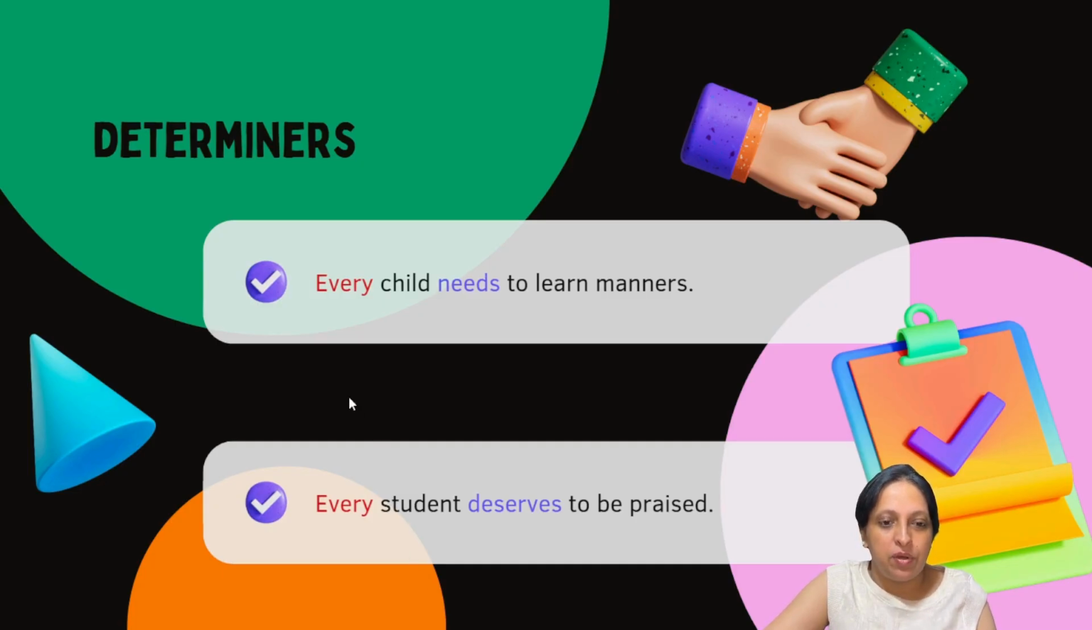Check out this example. Every child. Every is specifying the word child. Therefore, it is a determiner. And child, of course, after every, we know that every will take a singular subject and a singular verb. So every child needs to learn manners. Another example, every student. Again, every is specifying the noun student. Therefore, the word every becomes a determiner. And we know that every will take a singular subject and a singular verb. Therefore, every student deserves to be praised.